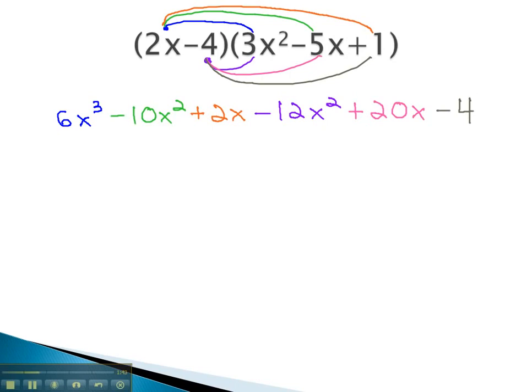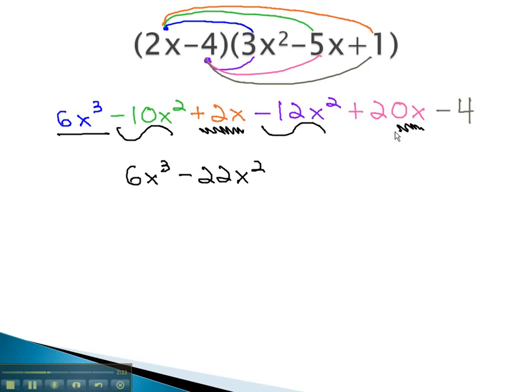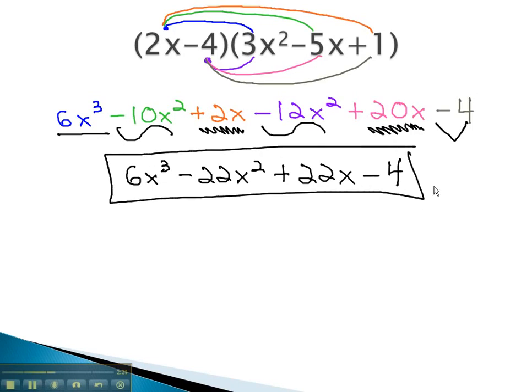Once we have distributed each term through the parentheses, we will simply go back and see if we have any like terms. There is no term like the 6x cubed. The negative 10x squared is like the negative 12x squared. This gives us negative 22x squared. The 2x is like the 20x. This gives us 22x. Finally, the negative 4 at the end has no like term, and we get our final solution.